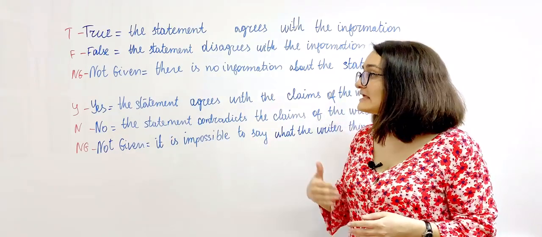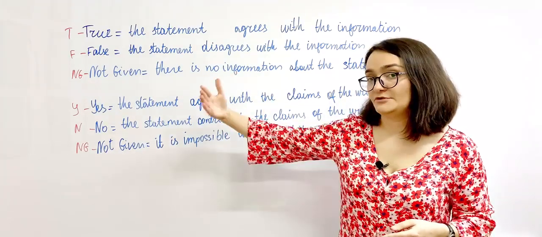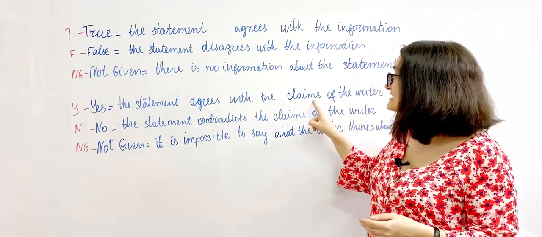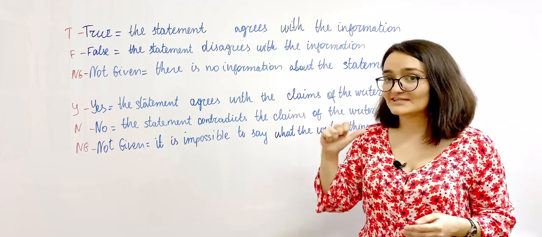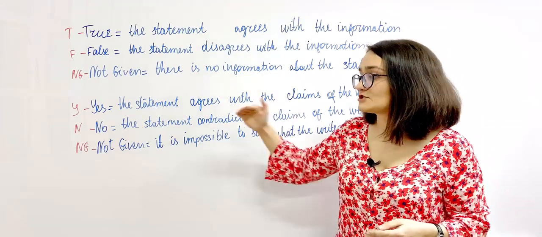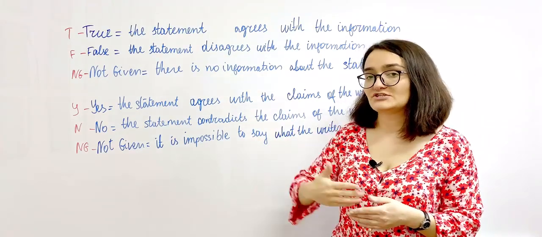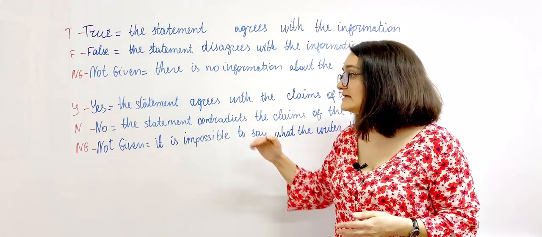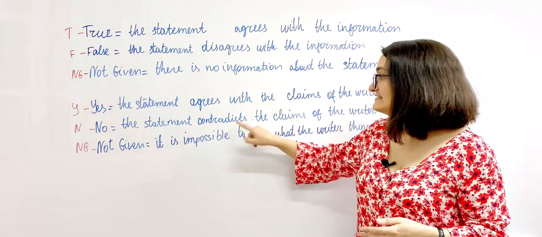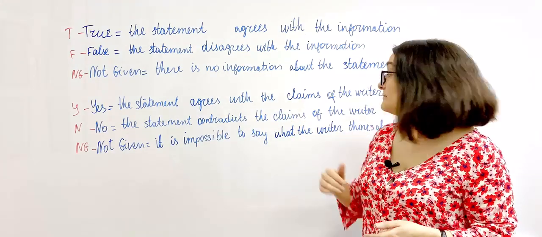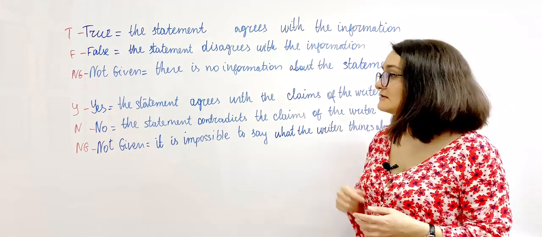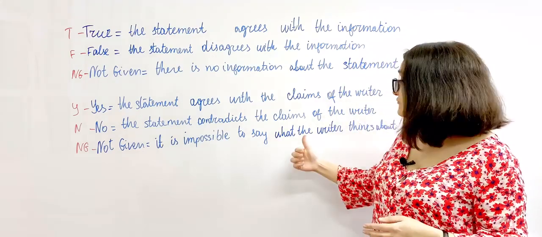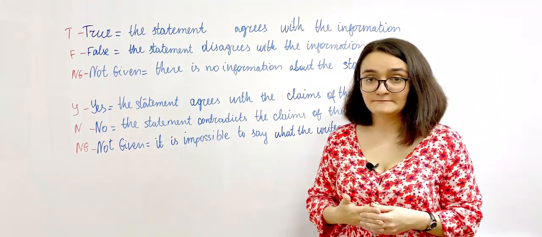And yes, somewhat similar to true, means the statement agrees with the claims of the writer, because I mentioned that we have yes, no, not given questions if the passage is based on opinions. No means the statement contradicts the claims of the writer. And not given means it is impossible to say what the writer thinks about it.